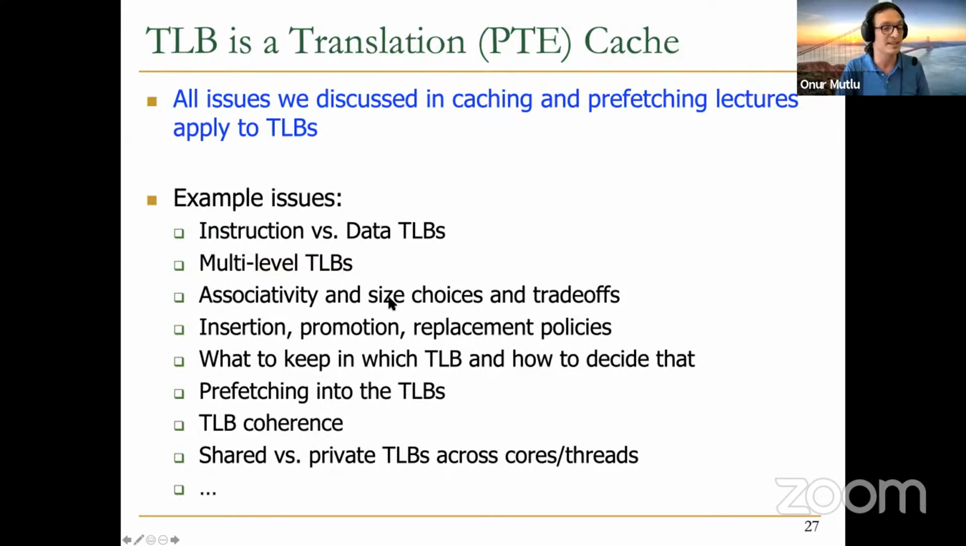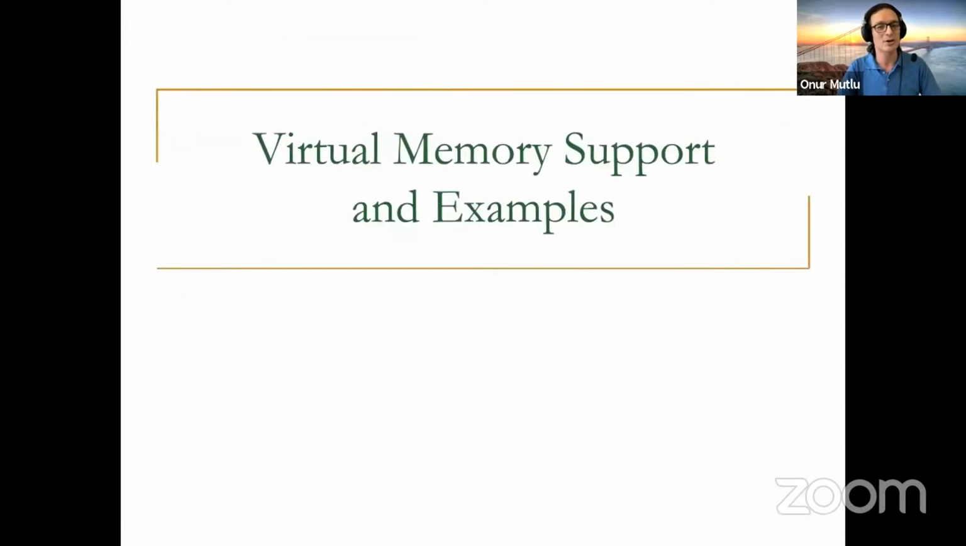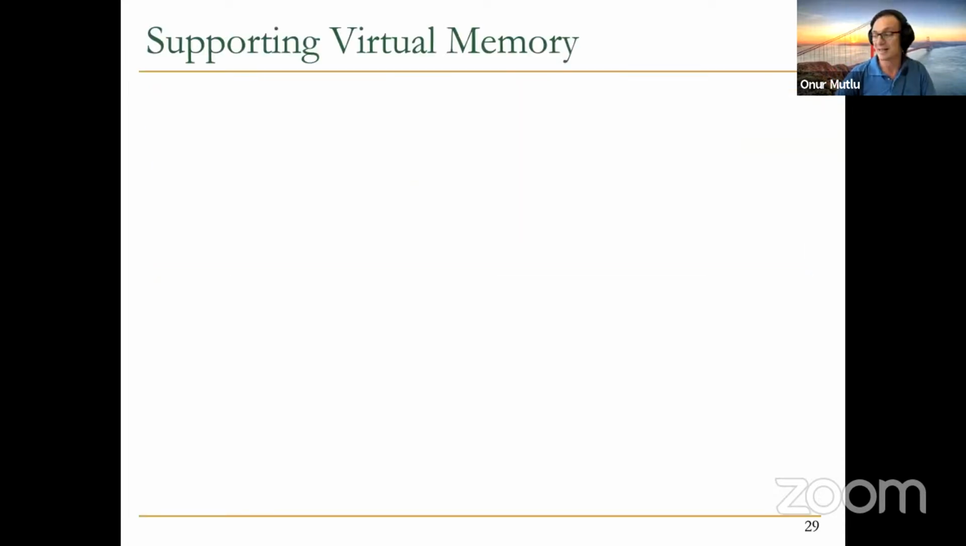Again, you want to keep in the TLB the most useful translations that are going to be needed in the future. And all of that applies. What to keep in which TLB and how to decide that, prefetching into the TLBs. Keeping TLBs coherent. We talked about cache coherence a little bit. That also applies. Shared versus private TLBs across different cores and threads, that also applies. So everything related to caching that we discussed applies to TLBs because they're also caches, except they cache translations, they don't cache data.